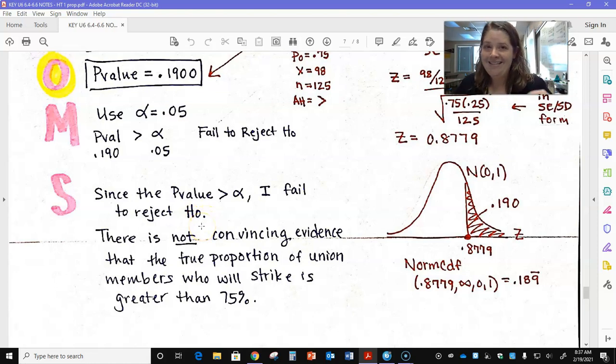So this is like saying not guilty. Not guilty. I failed in my job as the district attorney. I did not provide convincing evidence to the jury, so that's how I'm going to start that. There is not convincing evidence that, alternate hypothesis, I haven't provided convincing evidence of guilt.